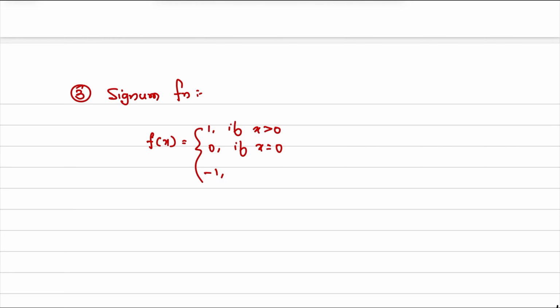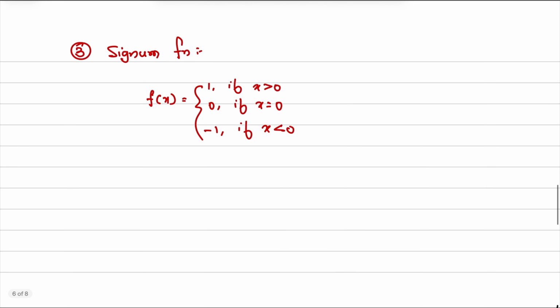Third is the signum function. What is the signum function? The signum function says function x is equal to 1 if x is greater than 0, 0 if x is equal to 0, and minus 1 if x is less than 0.